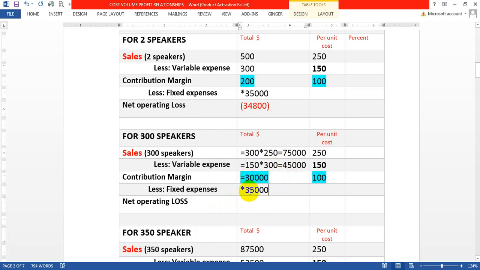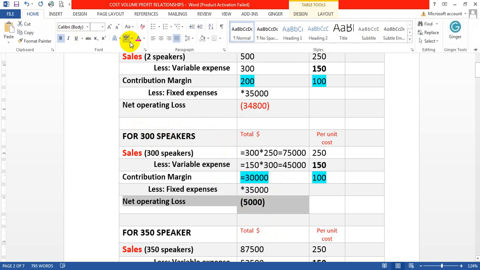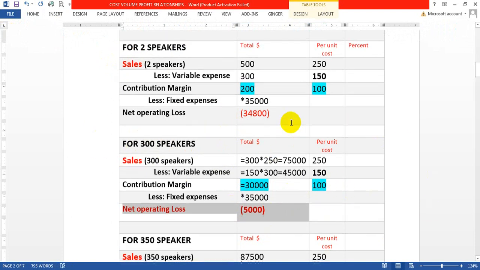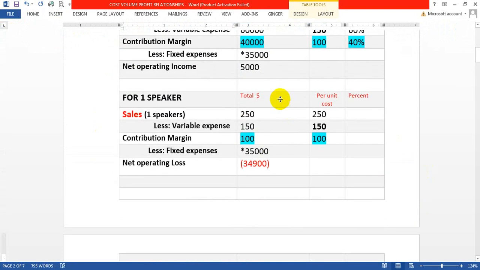Contribution less fixed expenses. What you will do here, again, you will subtract fixed expense from your contribution margin. The net loss means that even if I am producing 300 speakers, I am still getting a loss. So how many units should I produce? We want to know that. The manager wants to know that, right? That's why they are doing CVP analysis.